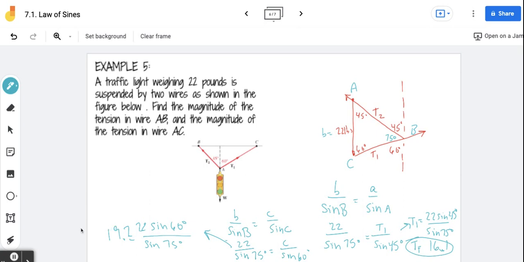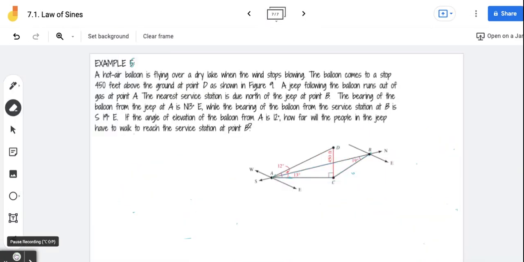Okay, so 19.7 pounds of force and 16.1 pounds of force, depending on where they want you to round. Now, if they wanted you to keep significant digits, it'd be 20 and 16.